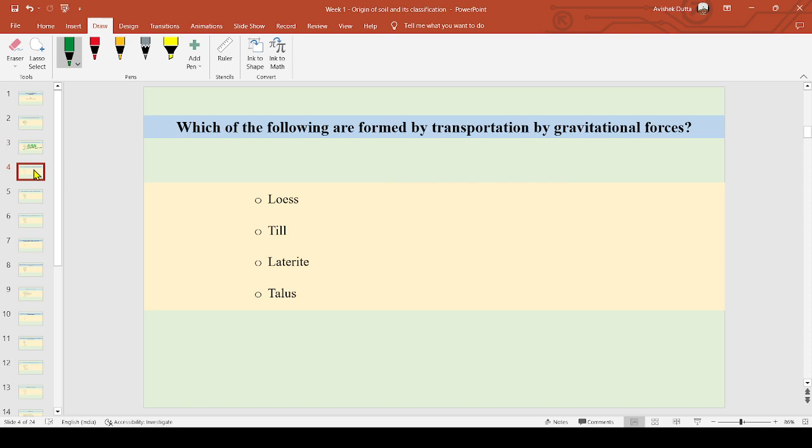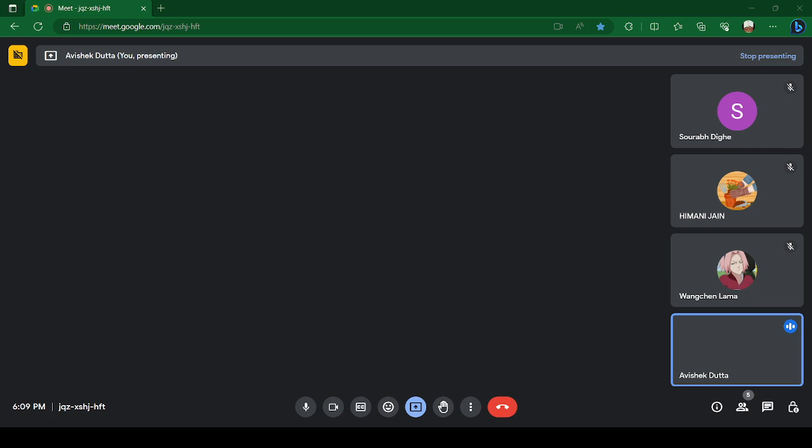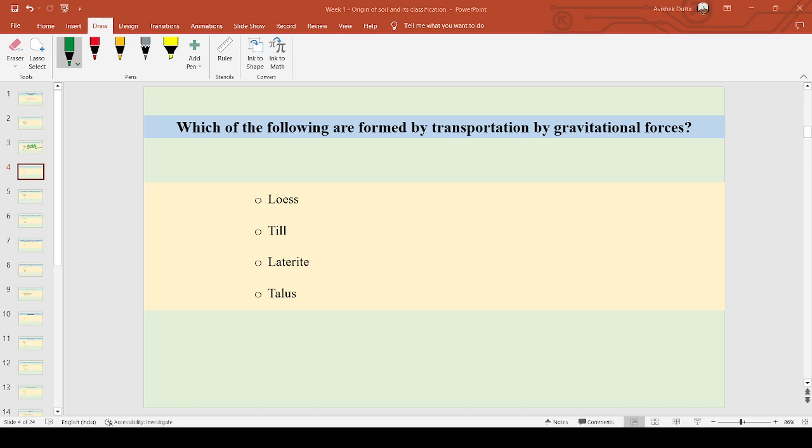Which of the following are formed by transportation by gravitational forces? Any answer? Any answer from your side? Soil transported by gravitational forces? Okay. Soil transported by gravitational forces, they are called colluvial soil, as I have mentioned previously. And a type of colluvial soil is talus. This is a type of colluvial soil, hence it is transported by the action of gravity.